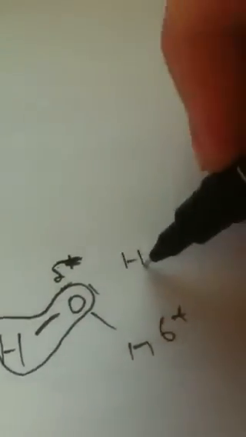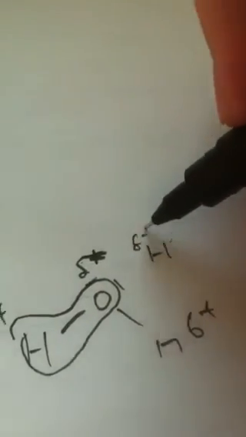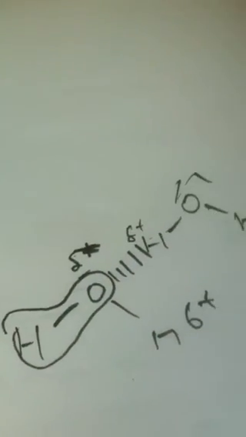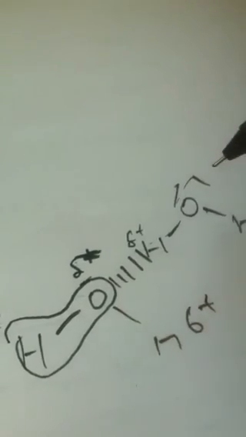So what happens is the naked proton from here, which is really positive because the electrons spend most of their time on the oxygen of the water, forms a temporary bond between the oxygen and the hydrogen due to the polarity difference.